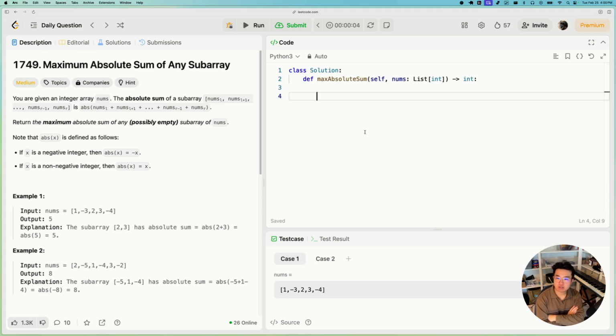Maximum absolute sum of any subarray. You are given an integer array nums. The absolute sum of a subarray is nums L plus nums L plus 1 plus up to nums R. Oh, left to right, adding everything in between. Okay, that makes sense. Return the maximum absolute sum of any possibly empty subarray of nums.